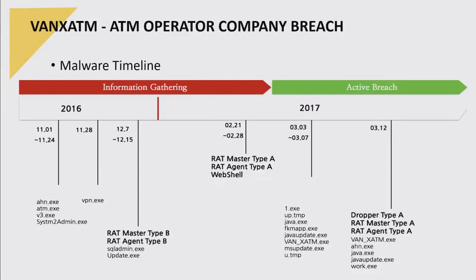So our hypothesis is that this group of attackers compromised the ATM company in 2016, about in November, and then they did the reconnaissance, tried to figure out where their important data, where the critical data is, and then prepared everything, and then started to attack in March.